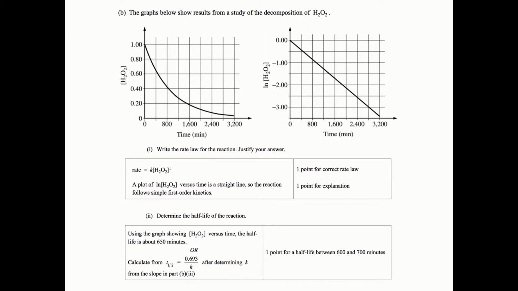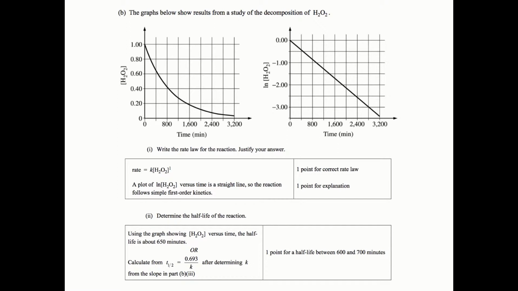All right, so big idea for material. It gives me two graphs. It says write the rate law for the reaction, justify your answer. So remember, just as a quick refresher, if your graph for concentration versus time is linear, then you know that your reaction is zero order. If your graph for ln of concentration versus time is linear with a negative slope, then it is first order. And if your graph for 1 over concentration versus time is linear with a positive slope, you know that it's second order. Okay?